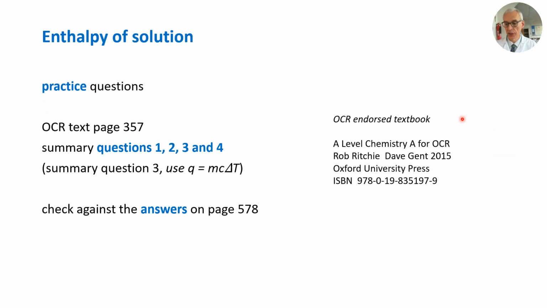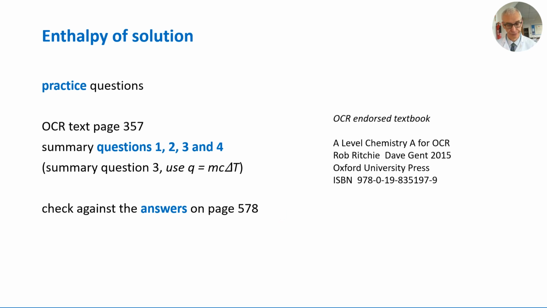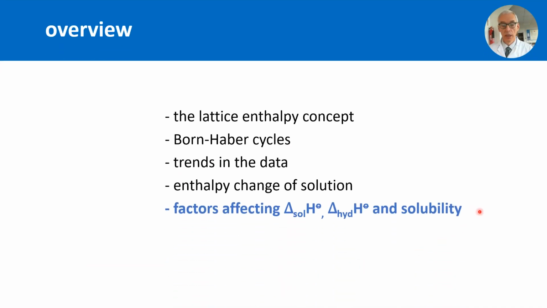If you have the OCR endorsed textbook available to you, I would suggest that you now look at page 357 and do questions 1, 2, 3 and 4. Question 3 requires the use of Q equals C delta T, and then check your answers on page 578. So we'll just move on to look at factors that affect the enthalpy of solution, enthalpies of hydration and solubility.